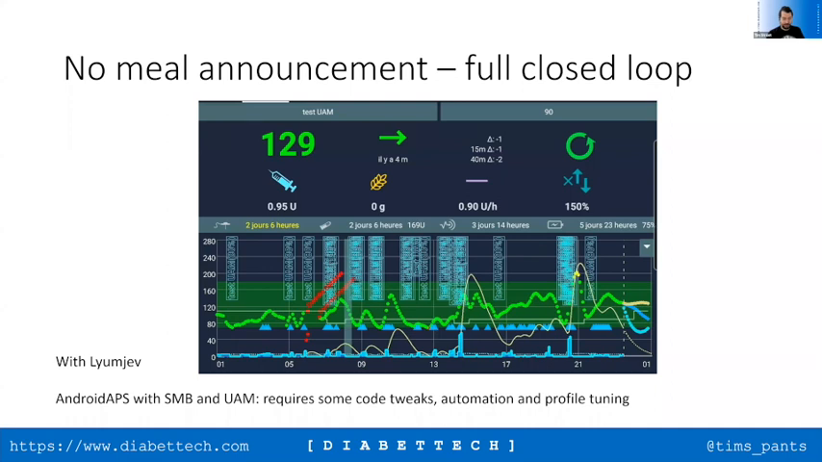I've mentioned at the bottom here, Android APS with SMB and UAM may require some code tweaks. You certainly require automation around profile switching in order for it to work effectively. At least that's what's been told to me. And you do need to make sure your profiles are tuned correctly when you're doing that. Does anybody who is using a fully closed loop with Lyumjev want to add anything at this stage in the conversation?